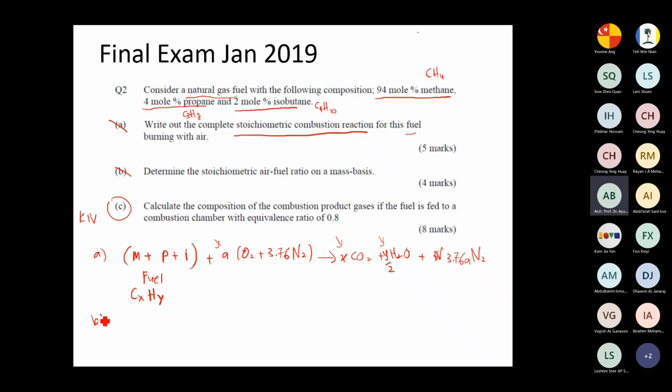Okay, so for B, AF stoichiometric. So A, you have obtained from the first part over here, plug it into the info, plug it into this formula. Molecular weight, we know, 29. And molecular weight of the fuel is the mixture, the overall mixture.